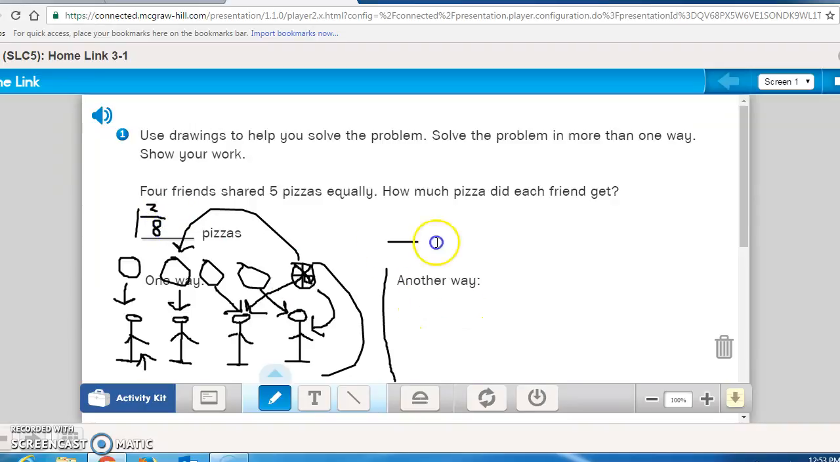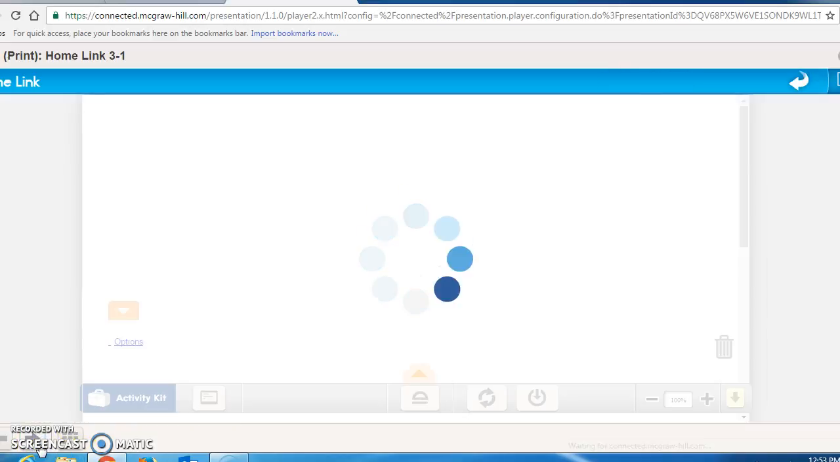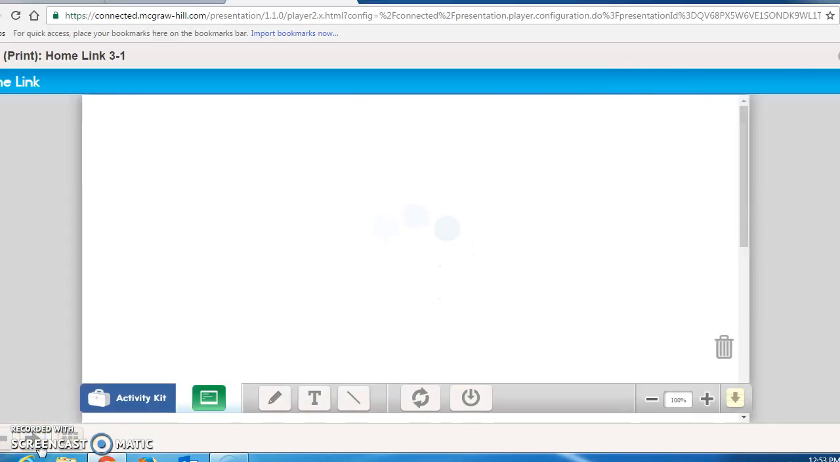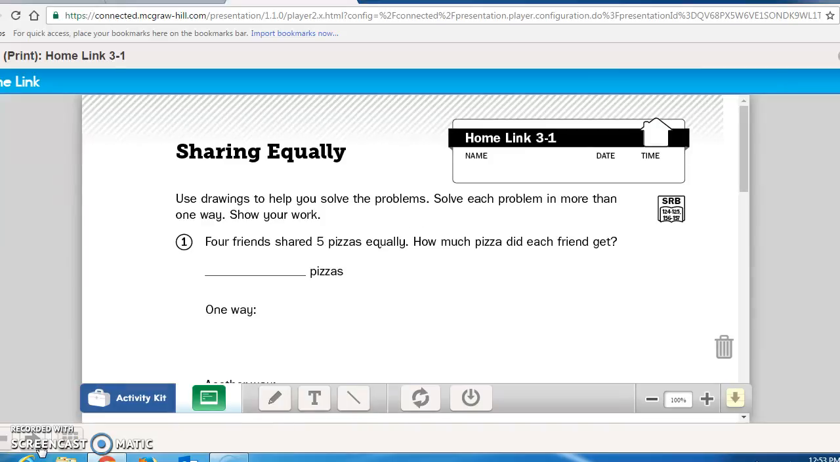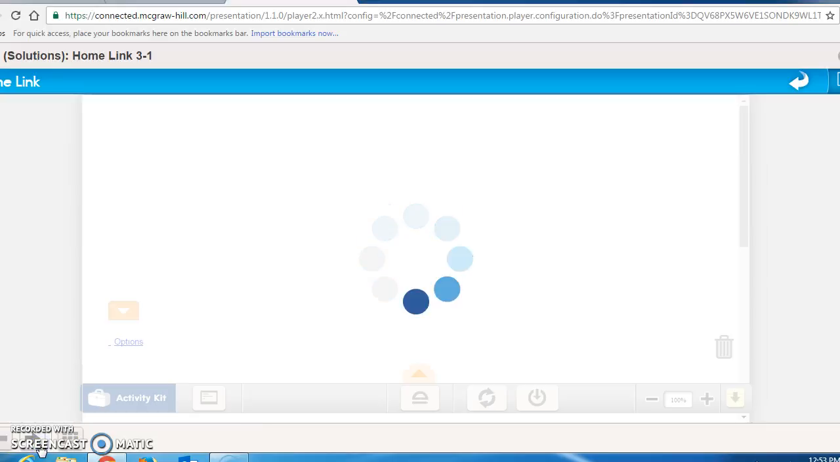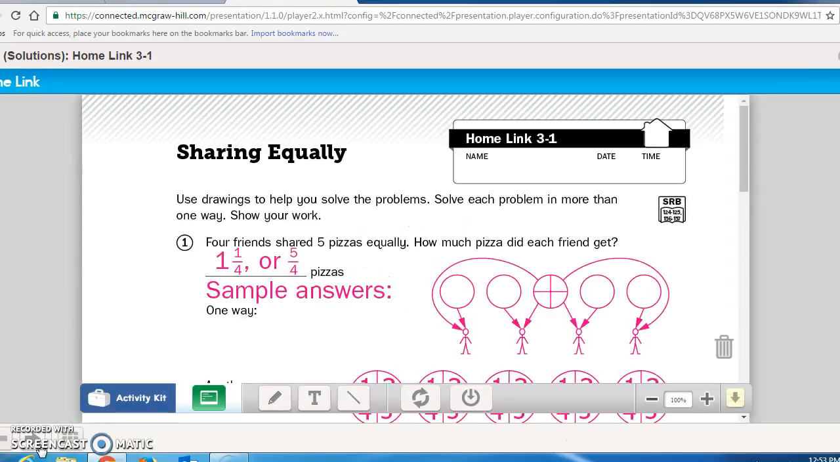I want you to do another way. Remember, instead of cutting your pizza that needs to be shared by everyone into 8ths, maybe you can cut it into 4ths and figure it out another way. When you are finished with this sheet, and this is what it looks like, I want you to bring it back to me so I know that you really know how to do it.